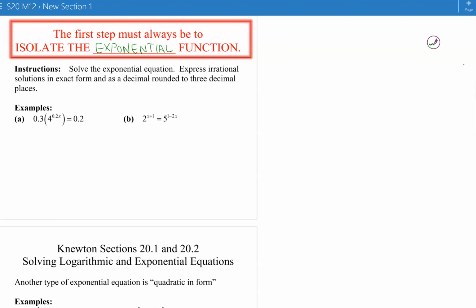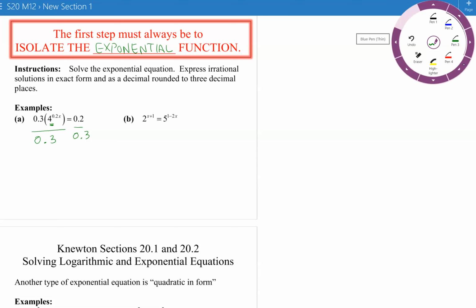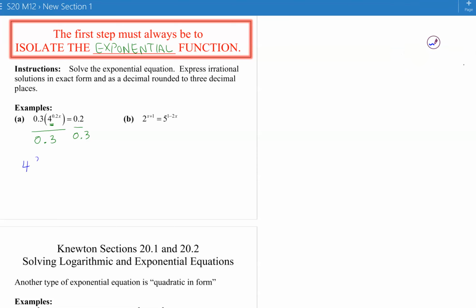And I see that I have an exponential function with 4 as the base, and then it's being multiplied by 0.3. So I need to divide both sides by 0.3 in order to isolate the exponential function. So now I have 4 to the 0.2x equals 2/3, and the exponential part is isolated. So now I'm going to use logarithms to solve.